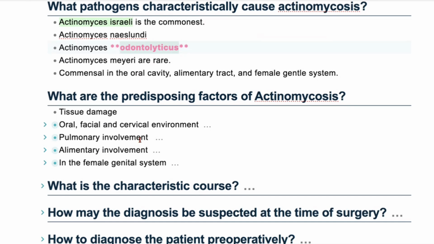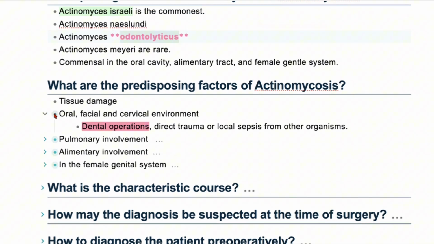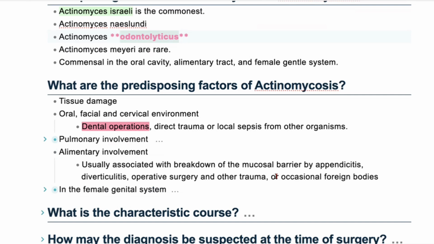But it's worth knowing that we do have some commensals of actinomyces that will be found mainly in the oral cavity, alimentary tract, and the female genital system. And therefore, these are the areas that you can get actinomycosis. So for example, the oral and facial cervical region, these are dental operations. The GI tract, if you get any breakdown of the mucosal barriers because you have some commensal there, this could happen if you have any ulcer, like ulcerative colitis, diverticulitis, or you have appendicitis or anything like that.